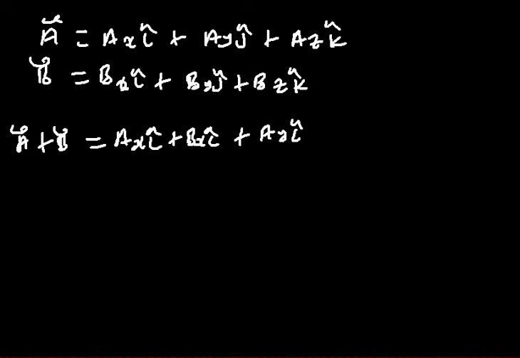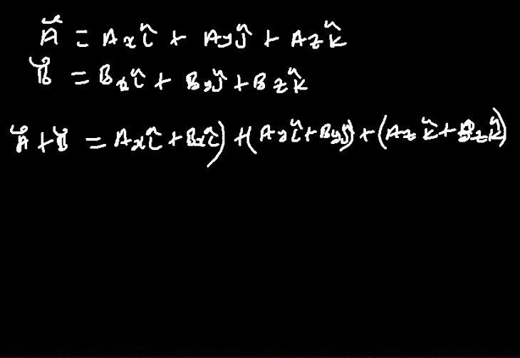Ay j hat plus By j hat, and Az k hat plus Bz k hat. In other words, we need to add the vectors component-wise. And likewise, if we are subtracting, the principle also remains the same.